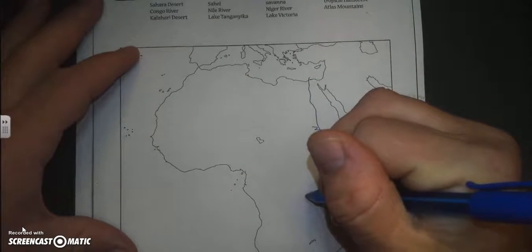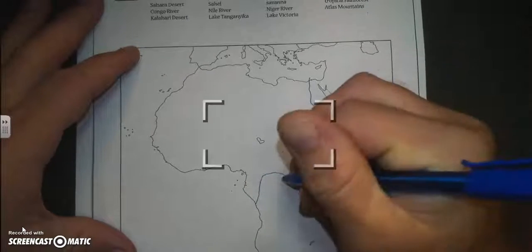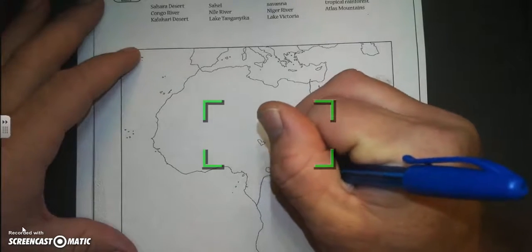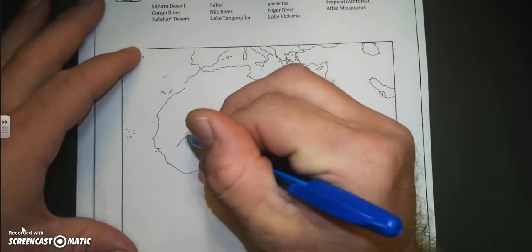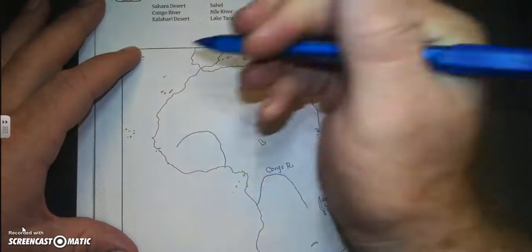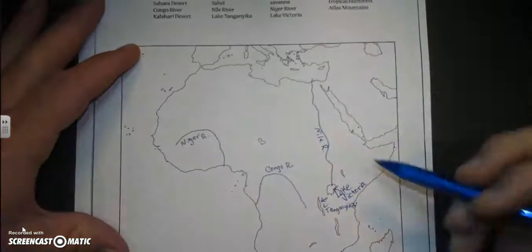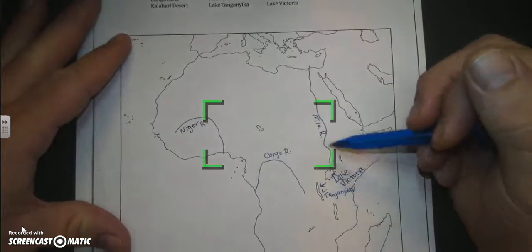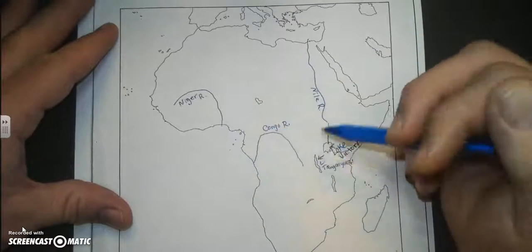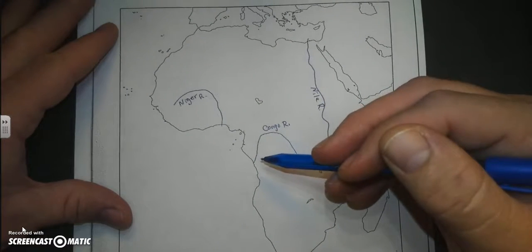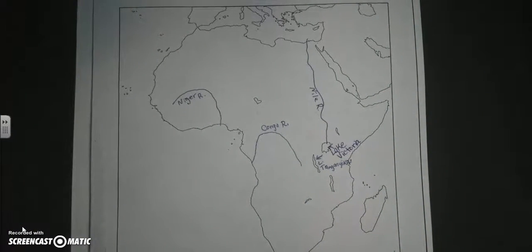Then we're going to draw also the Congo River. And then we will also draw the Niger River. So we have the Nile River from the central part of the continent to the north. We have the Niger River in western Africa, and we have the Congo River in the central part of Africa in and around the rainforest, and we'll get to that in just one moment.